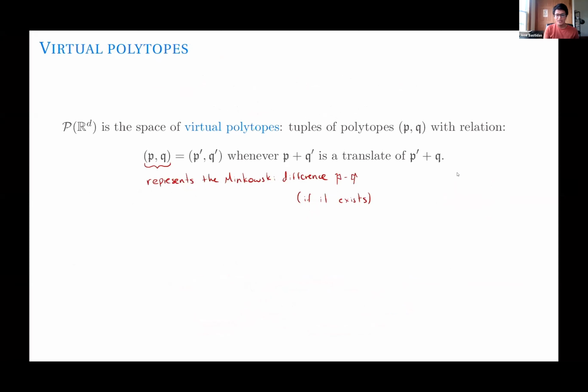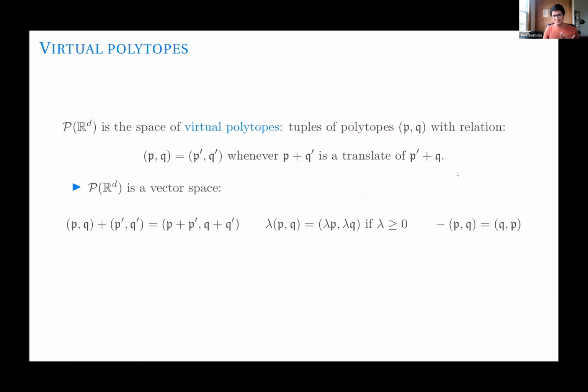And for that, we're going to be working in this space, the space of virtual polytopes. So a virtual polytope is just a pair P, Q, where both P and Q are polytopes. And I want you to think of this pair as representing the Minkowski difference, P minus Q, okay? The point is that now we have pairs that maybe don't represent any polytope, right? Maybe I have here an edge and here a triangle, and that doesn't represent an actual polytope, but this is a virtual polytope. And then we have some relations, so I can have different pairs that represent the same difference, and that's basically what is represented here in this definition.